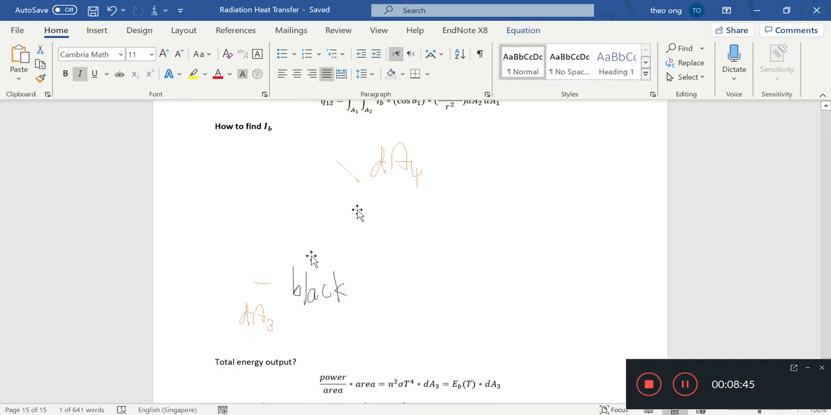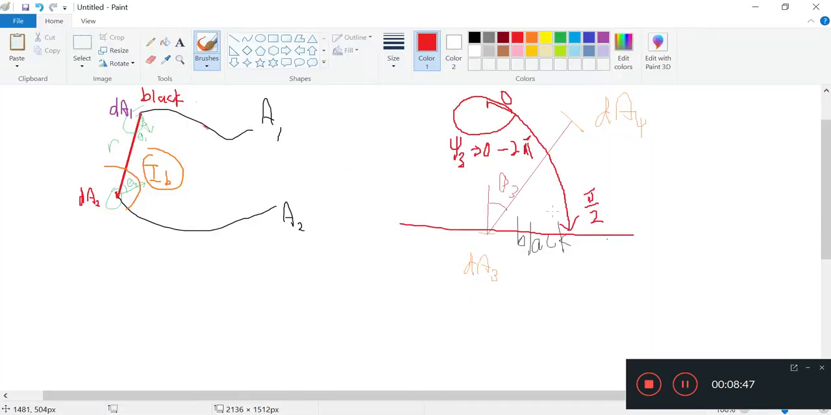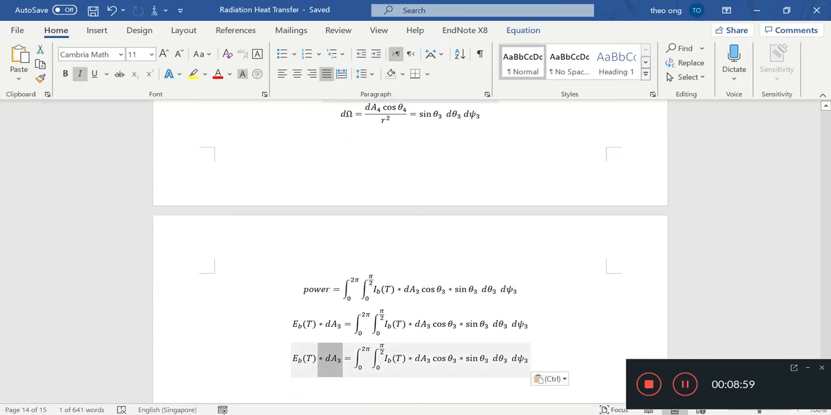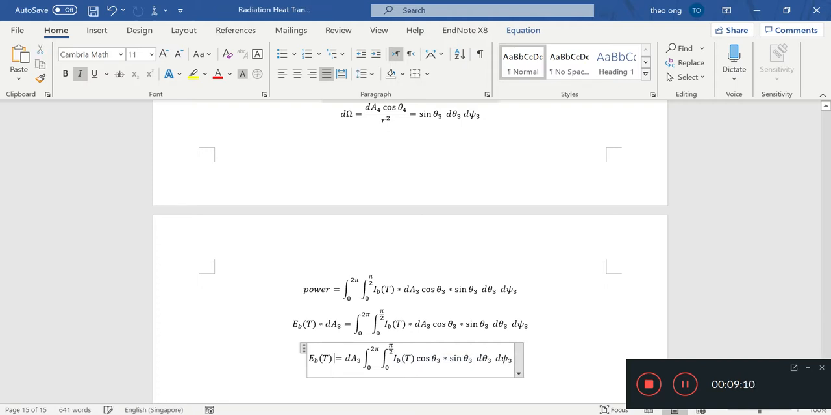However you consider theta 3, the area A3 is kind of constant, right? No matter how you consider this problem, dA3 is a constant. So dA3 can be brought out of the integral, and you can divide both sides by dA3.